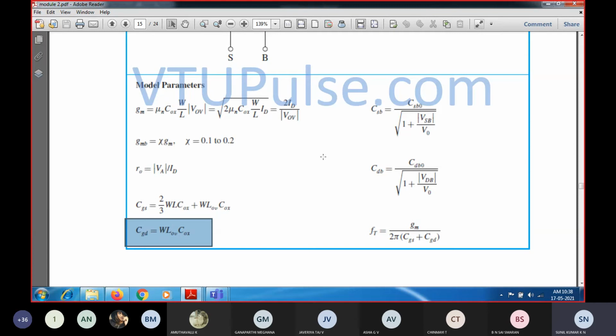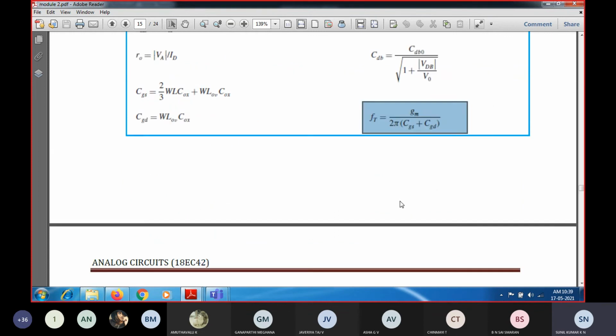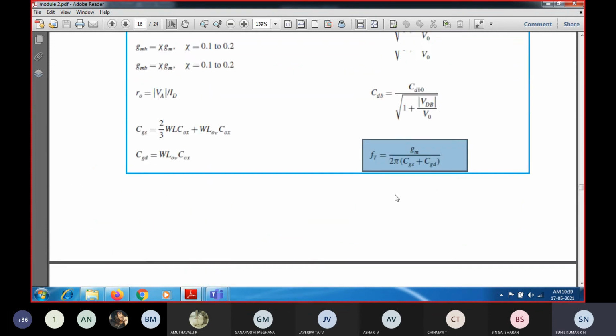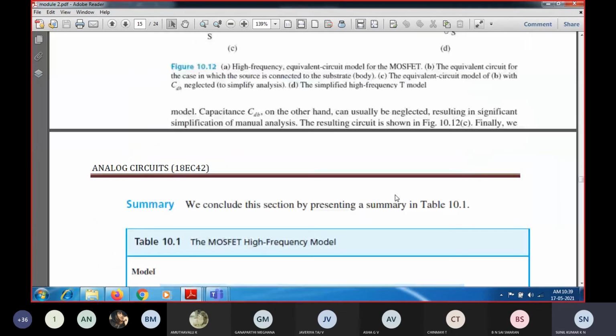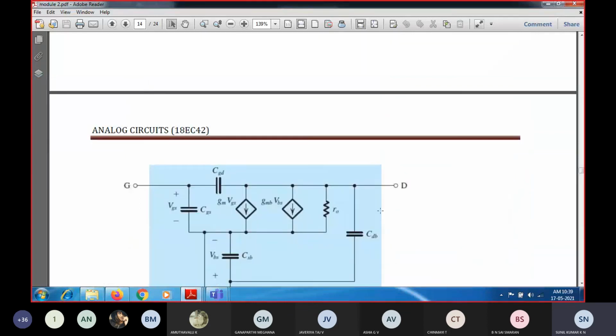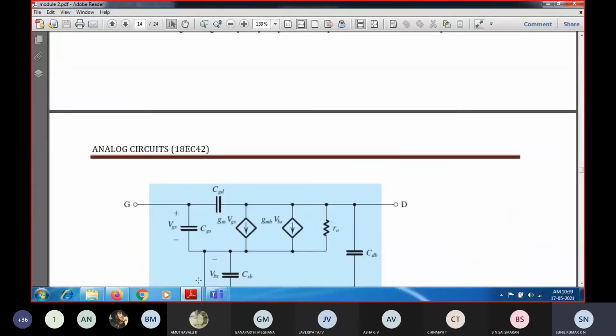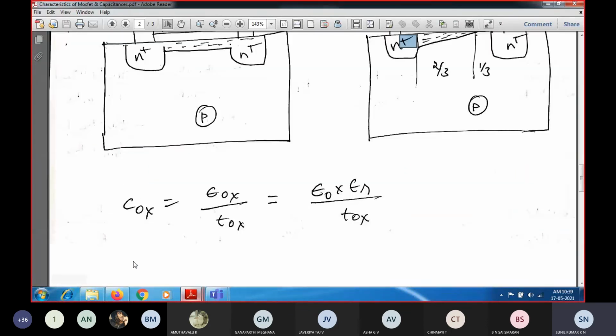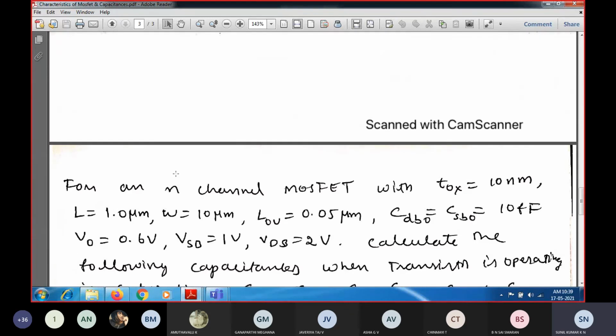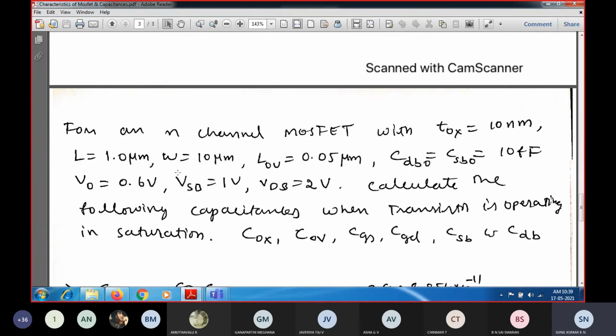And we can say CSB as well as CDB are given with these equations, and correspondingly for the high frequency equivalent circuit, there is the transition frequency. We can see this is the transition frequency which we are going to discuss in the next class. Okay, this is about the high frequency equivalent circuit model. Depending upon that, I will now solve one numerical with respect to the different capacitances. So take down the problem.